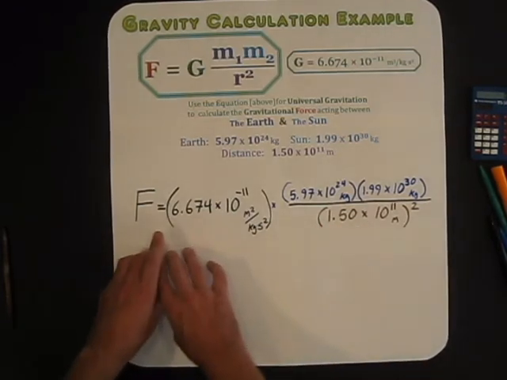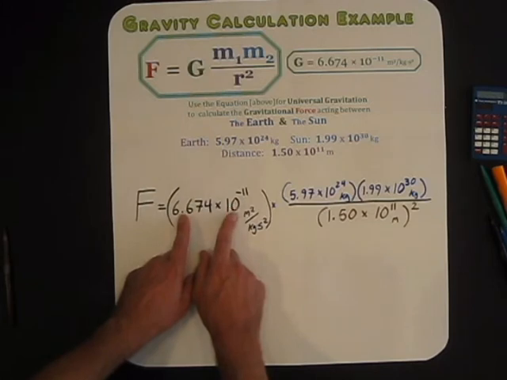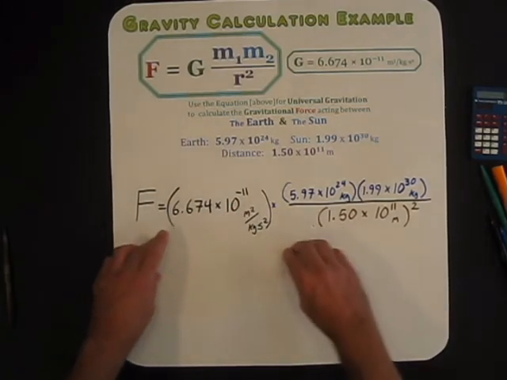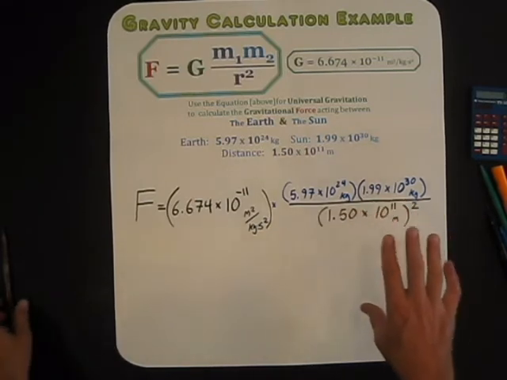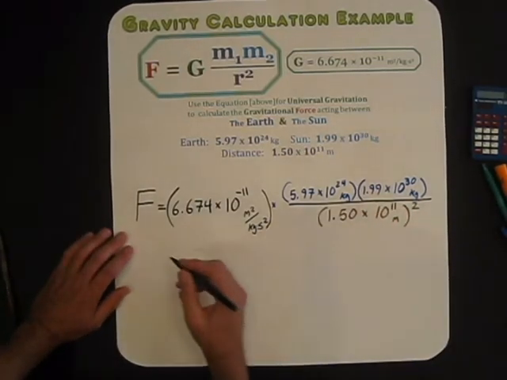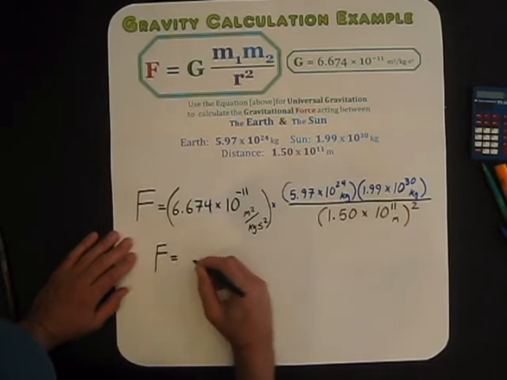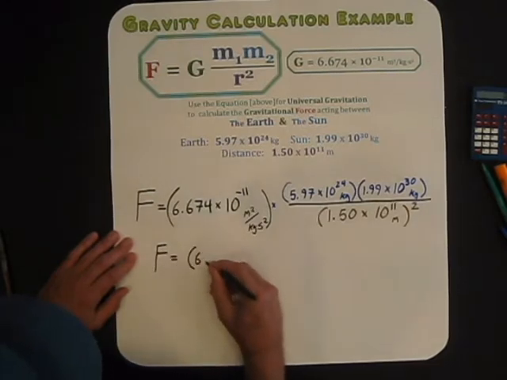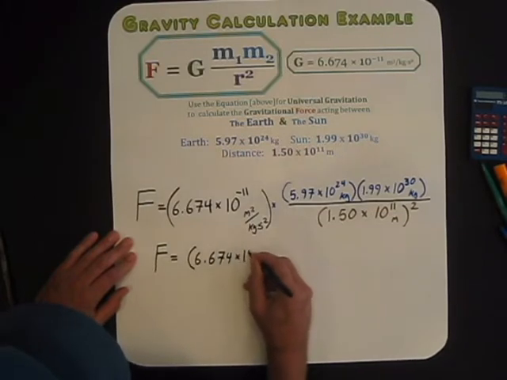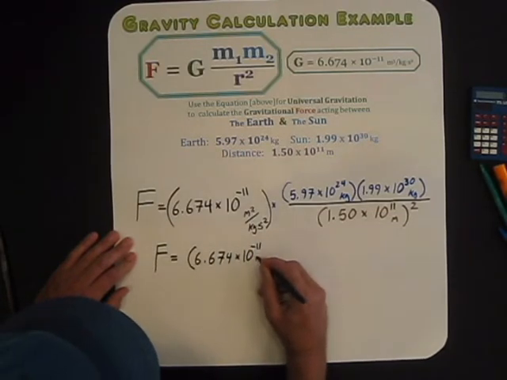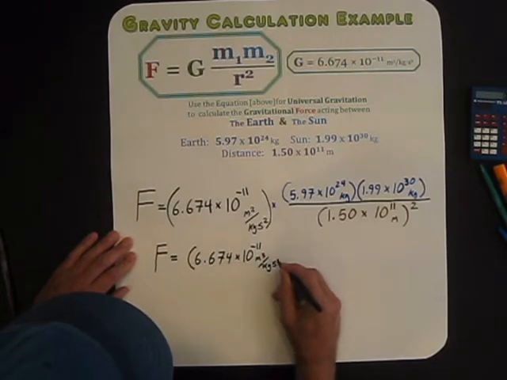So I'm going to rewrite this equation with g still there. I'm going to keep the g there, and I'm going to multiply the numerator together, and I'm going to square the denominator and have that all ready. So let me rewrite the portions that will be the same. We've still got F equals, and we've got G. I'm going to write it a little bit smaller now. 6.674 times 10 to the negative 11 meters cubed per kilogram second squared.